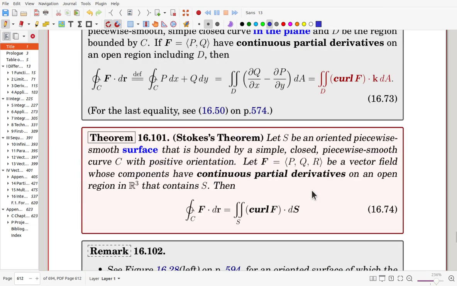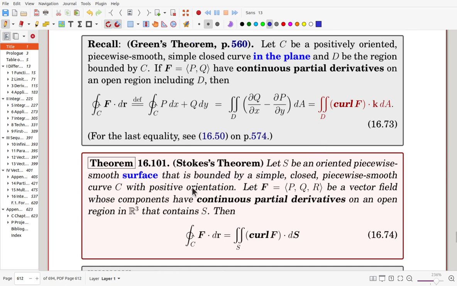Let's see here Stokes' theorem. S is an oriented piecewise smooth surface that is bounded by a simple closed piecewise smooth curve C with a positive orientation. Now, in Green's theorem, the surface is on the plane. In Stokes' theorem, the surface is a general surface in three-dimensional space, and we consider the boundary of the surface.